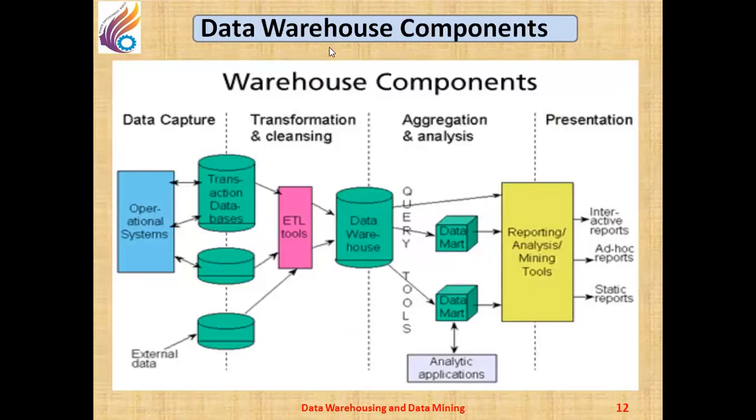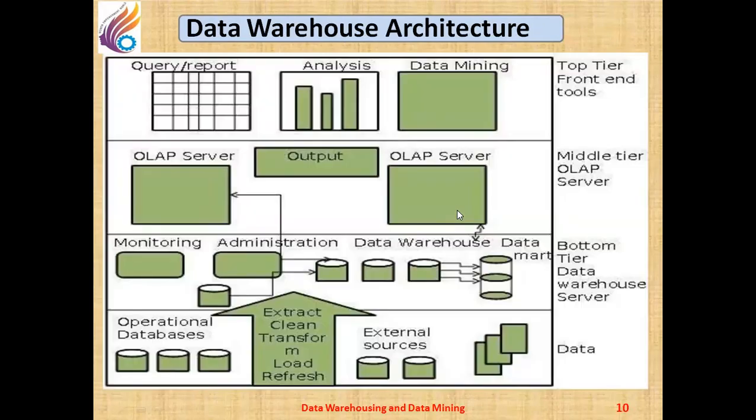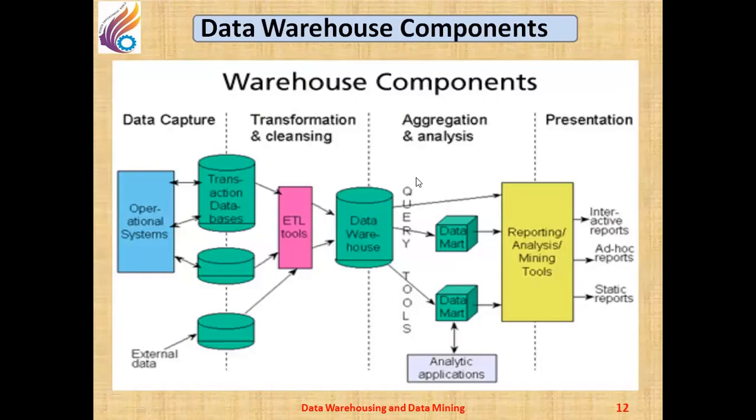So these are the data warehouse components. As we have seen, how do we get data? We have to capture the data, transform the data, then aggregation and analysis, and presentation. The previous thing that we have seen is represented here in a component view, a simplified way of seeing how your data warehouse looks.